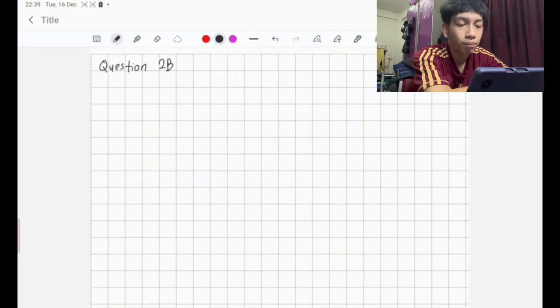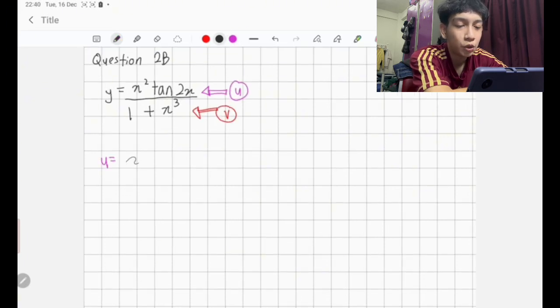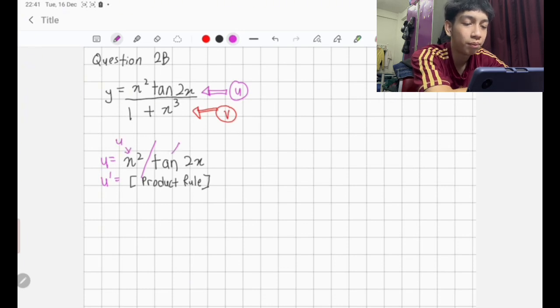Right. Question B, we need to differentiate x^2 times 2x, divided by 1 plus x^3. We determine u as the numerator and v as the denominator, and we need to find the u prime. For u prime, we need to use the product rule because there are two terms that are multiplied together. And then next we need to find the v prime. As always, we find the differentiation of 1, differentiation of x, and differentiation of the power of 3. The result for the v prime is 3x^2.